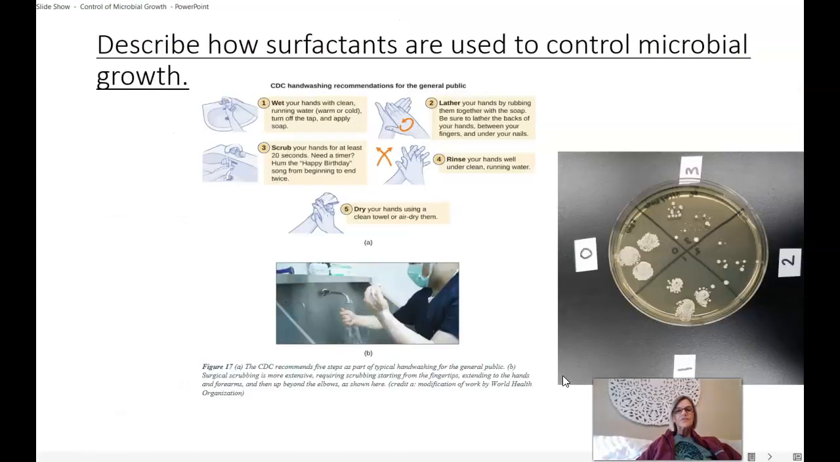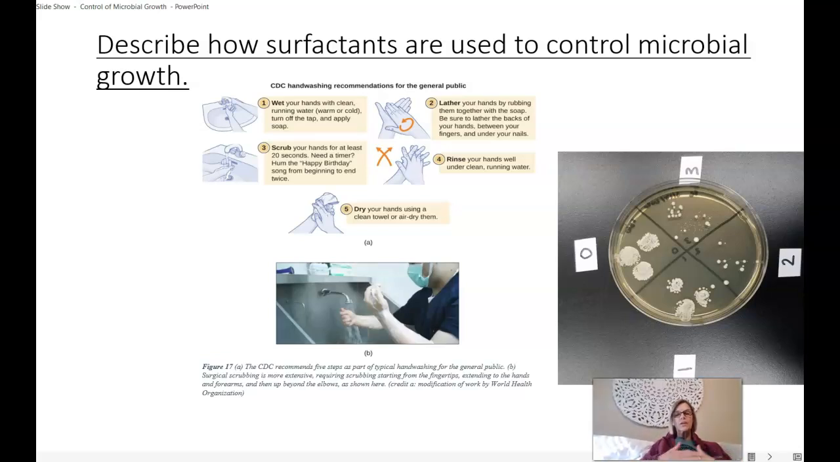Right after that, the next topic I have is describe how surfactants are used to control microbial growth. And I would consider this a physical method of control, but it's also kind of a chemical method. When we talk about surfactants, we're talking about things like soap. And what soaps do is they break up oils.